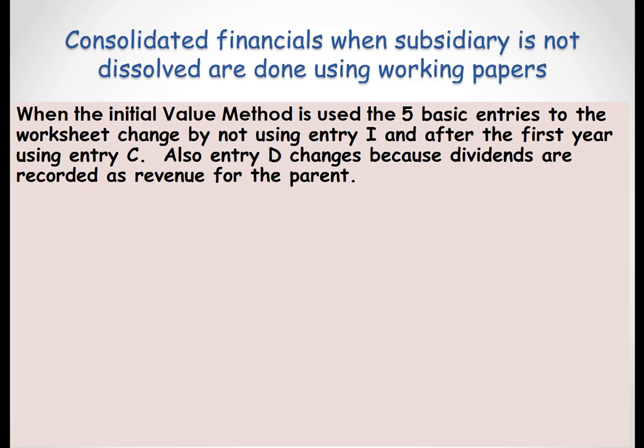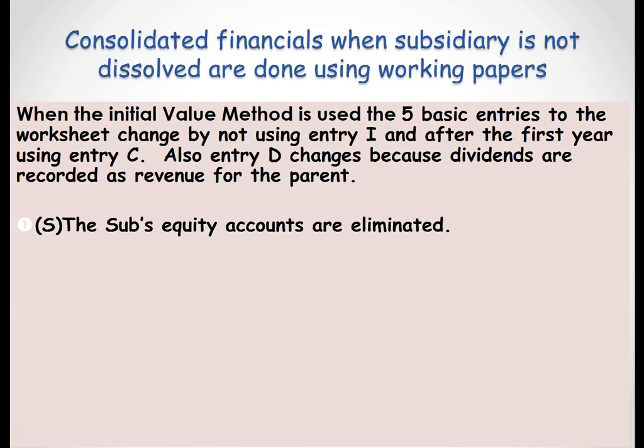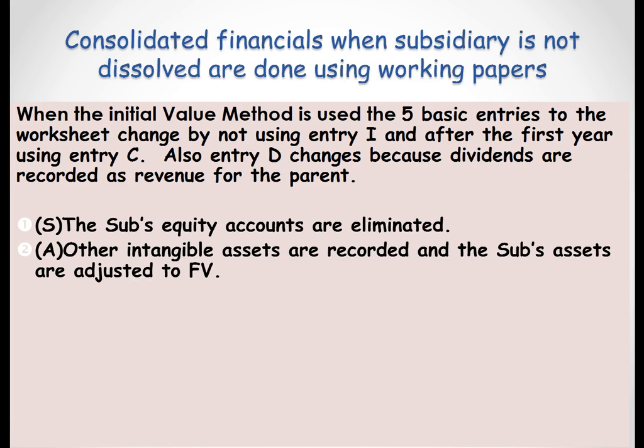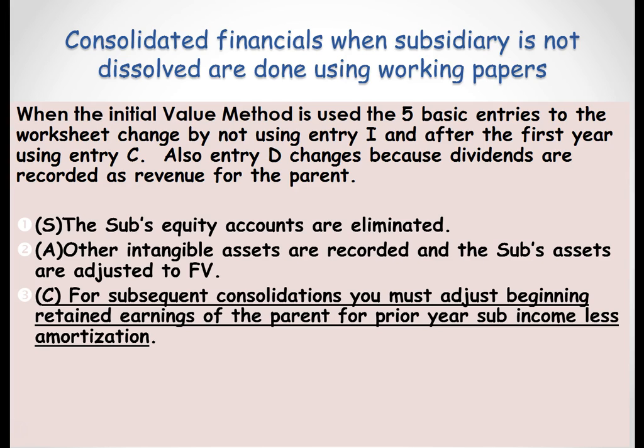All right, so when the initial value method is used, the 5 basic entries to the worksheets change by not using entry I after the first year, using entry C. Also, entry D changes because dividends are recorded as revenue for the parent under the initial value method. So the subs equity accounts are eliminated. We still do A the same, but now we have entry C.